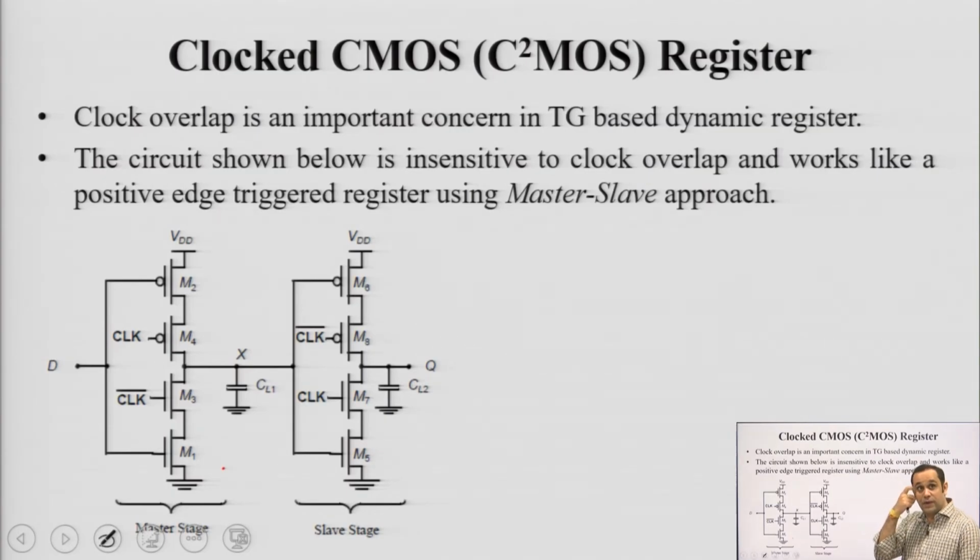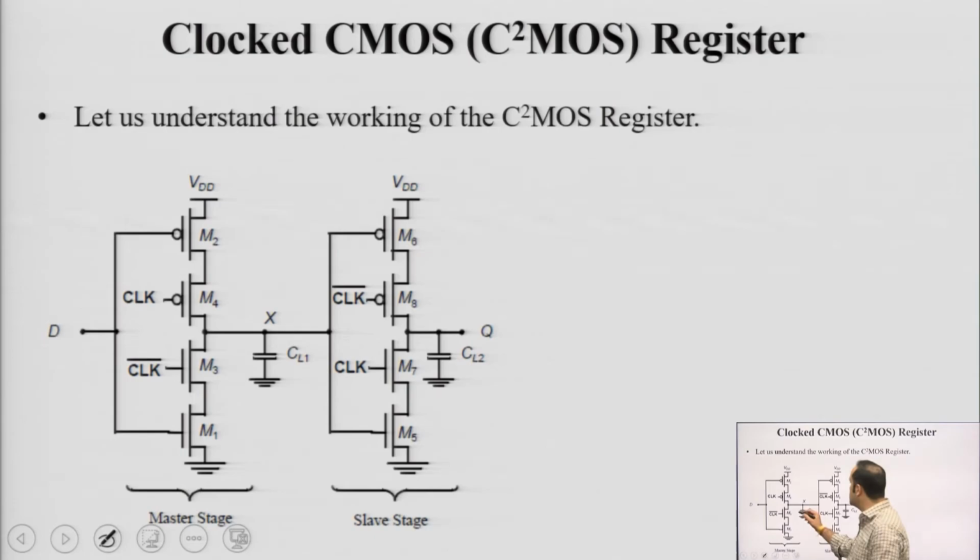If we understand the working of this circuit, suppose clock is equal to 0, clock bar will be 1. So this PMOS will be on, this NMOS will be on, M3 and M4 will be on. In this case, if D is equal to 1, this NMOS turns on and X discharges, or if D is equal to 0, this PMOS M2 turns on and X pulls up, or charges itself, to VDD. We are trying to understand the working of this C2MOS register when clock is 0.